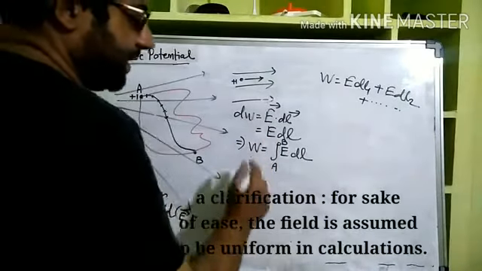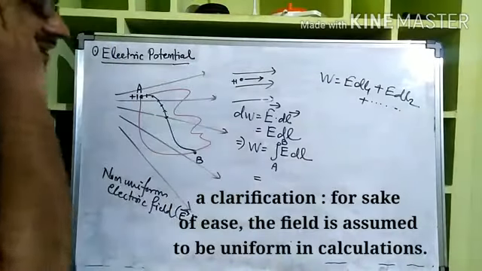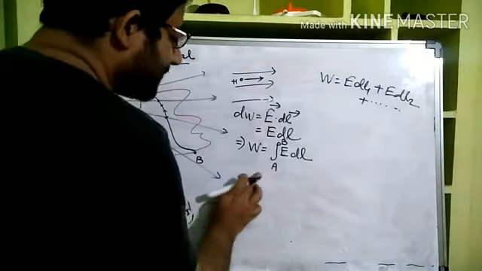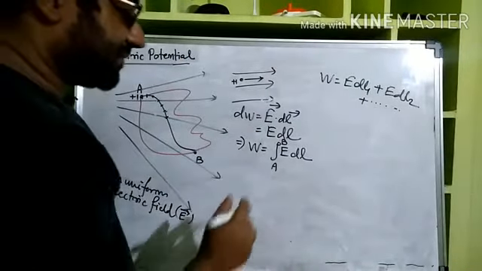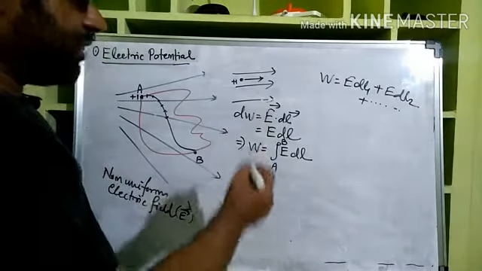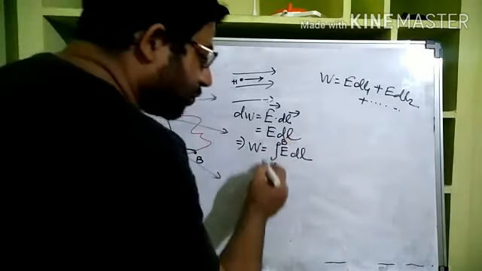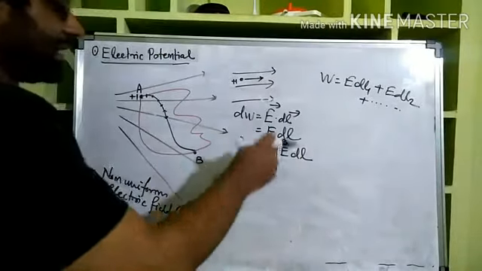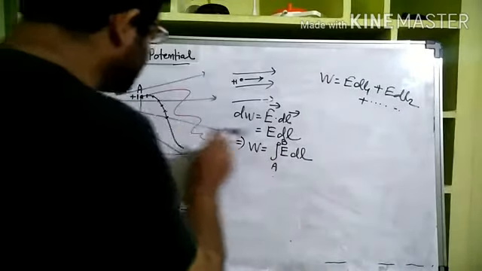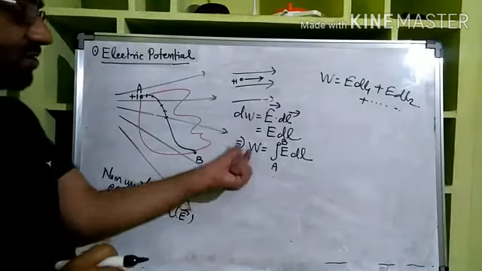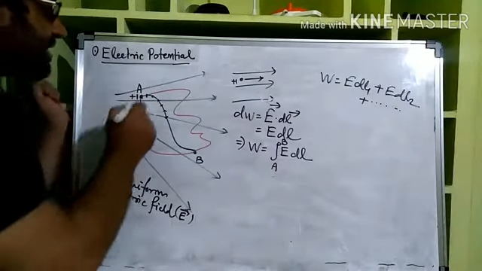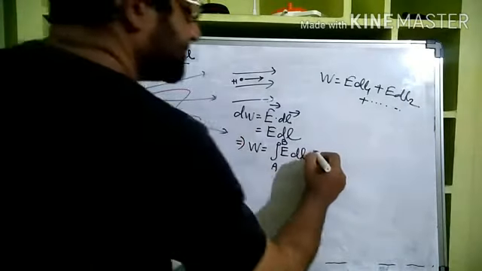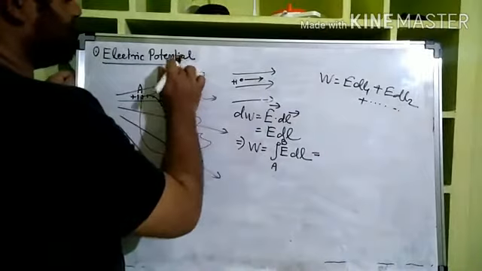The integral of E·dl from A to B is equal to, what is E? 1 by 4 pi epsilon naught q by r squared. We will go into the mathematical calculation after, but the integration of E·dl from A to B is the work done. Now this work done is called a line integral of electric field. The line integral of electric field intensity within two limits is the work done in moving a unit positive charge from initial point to final point, and this itself is called the electric potential.